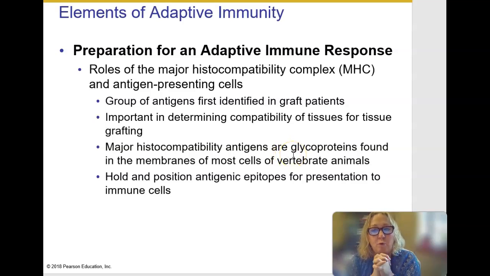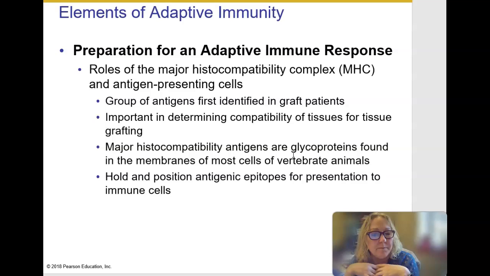Okay, preparation for your adaptive immune response, aka your social media platform, aka your histocompatibility complex, or your MHC compound. Your MHC platform is antigen presenting, like, hey, I ate this thing. Hey, this thing is attacking me. It's a group of antigens first identified in graft patients when we were trying to graft skin onto other skin. It's important for determining the compatibility of tissue for tissue grafting.